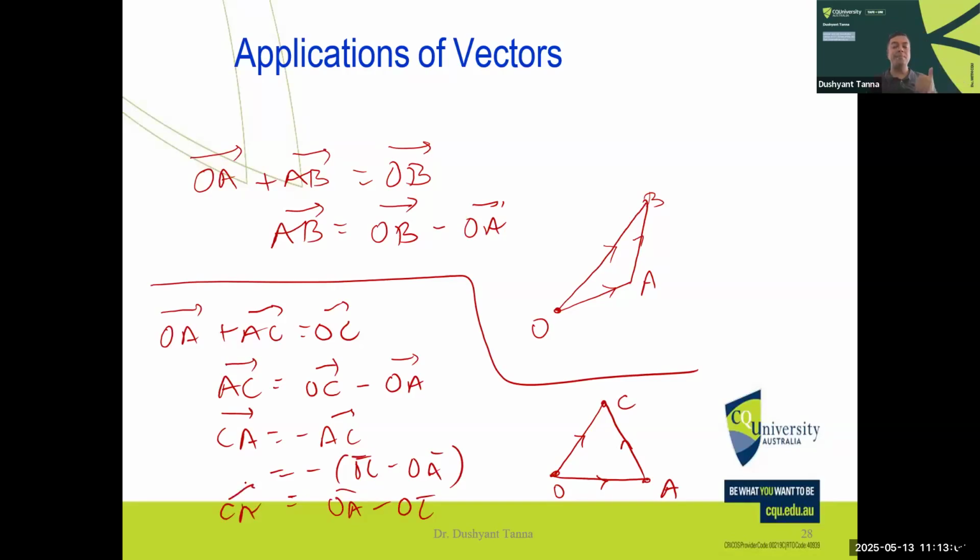CA, what is the end point? End point is A. C is the head, right? If I'm talking about vector CA, okay, this is called the head, and this is called the tail. Tail minus head, final minus initial, that's it. So if I'm saying CA, it is the vector A minus vector C.